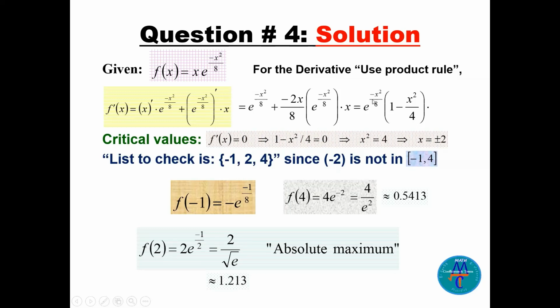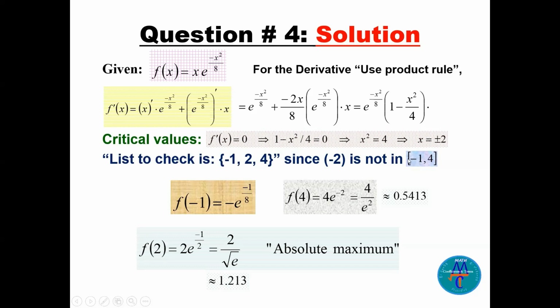This exponential function cannot be 0. So we can have only 1 minus x squared over 4 is equal to 0. I take this on the other side, multiply by 4. So x squared will be 4. Take the square root of both sides, x will be plus or minus 2. Now be careful here. Minus 2 is not in the given interval between minus 1 and 4. 2 is there.